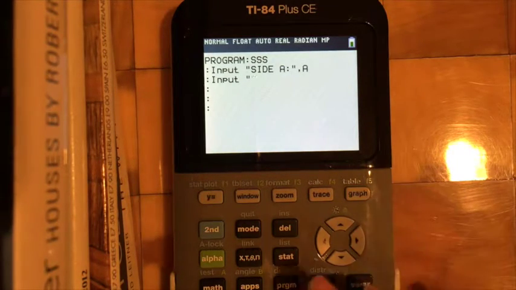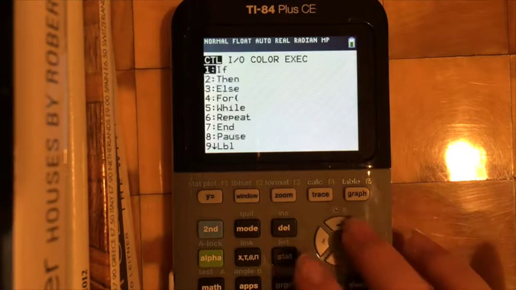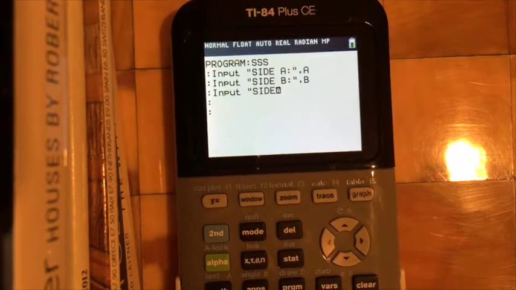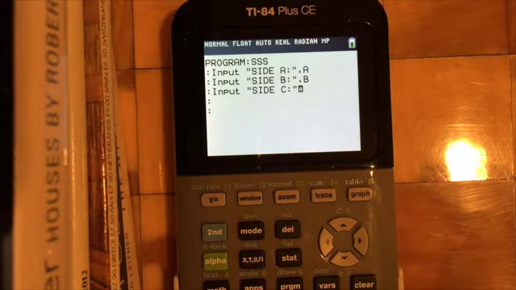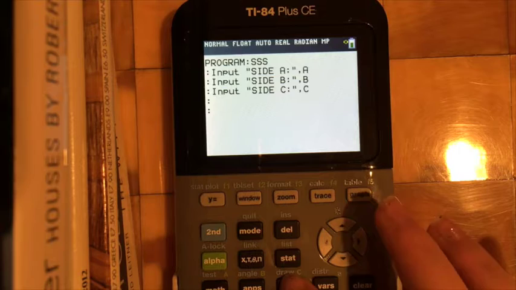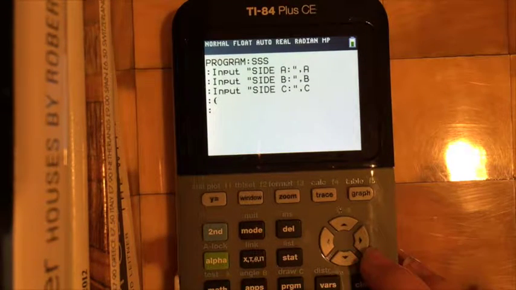After this, I used second alpha to type in one of the three known values in quotations, which for an SSS triangle would be side A, side B, and side C. After this, I used a comma and typed the name of each of these inputs' corresponding letter. After this, the calculations begin.